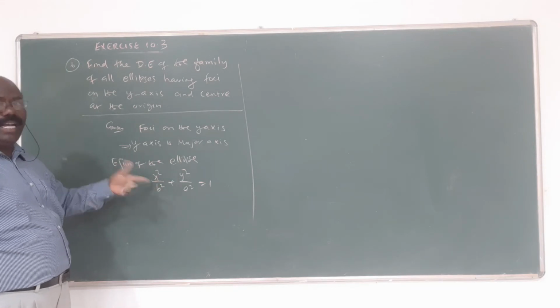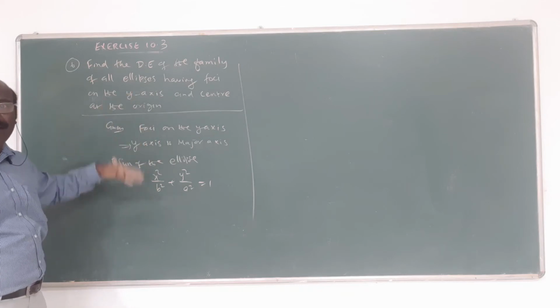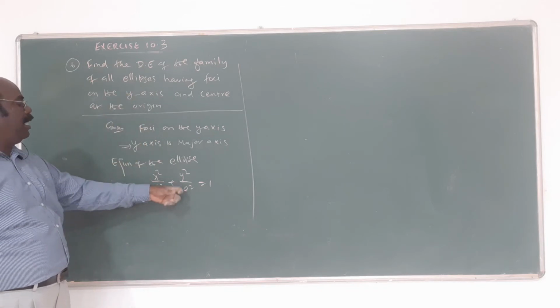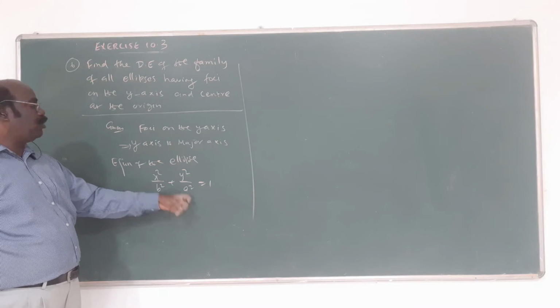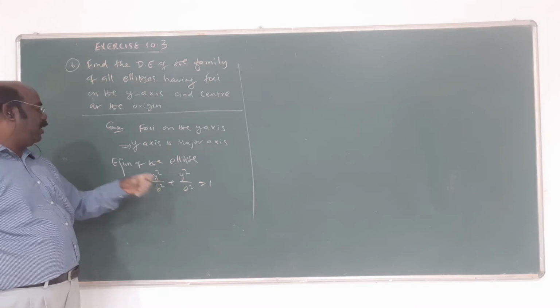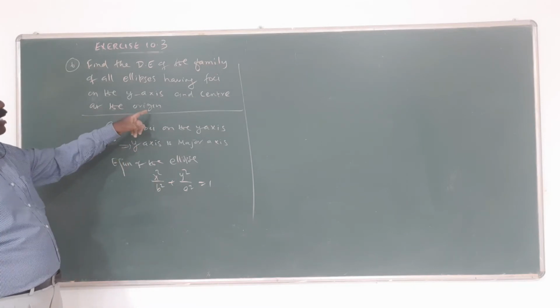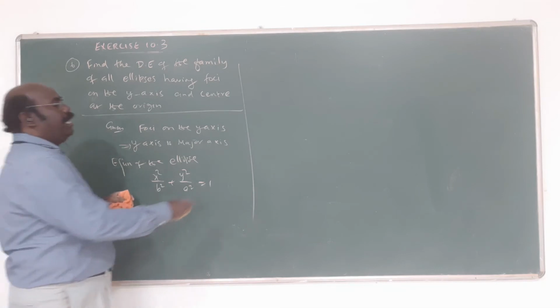But here, in the example, foci are on the y-axis, so the y-axis is the major axis. Am I right? That's why a square is always the bigger number, and that's why y square by a square. Y-axis major axis means y square is divided by the bigger quantity, x square by the small quantity. And also the center is the origin.